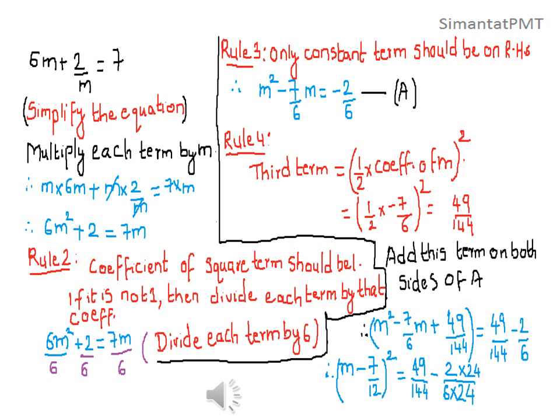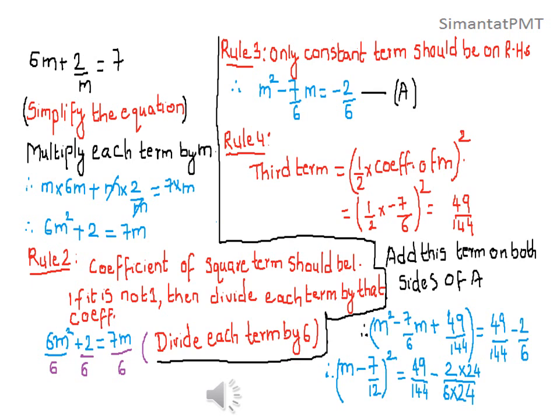Rule 3. Only constant term should be on the right hand side. Therefore, m square, what we do is we take 7m upon 6 on the right hand side to the left hand side of equality, while 2 upon 6, which is on the left hand side, to the right hand side of equality. So the equation becomes m square minus 7m upon 6 equal to minus 2 upon 6. Mark this as equation A.